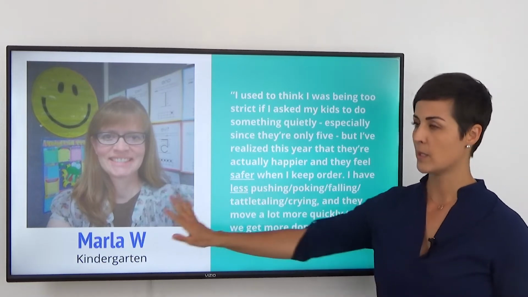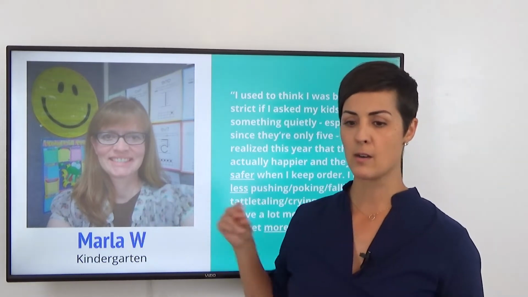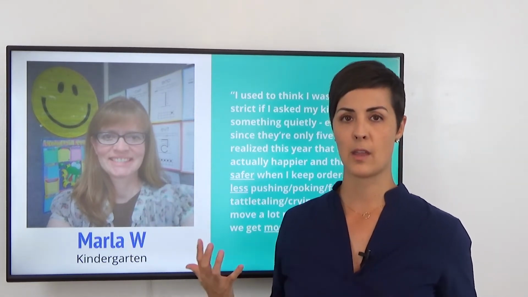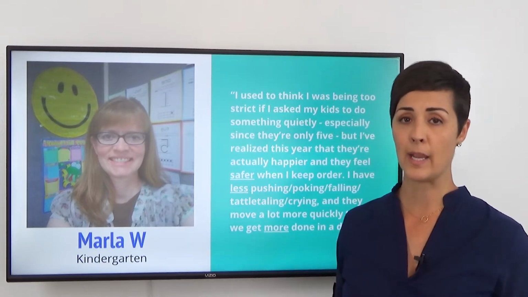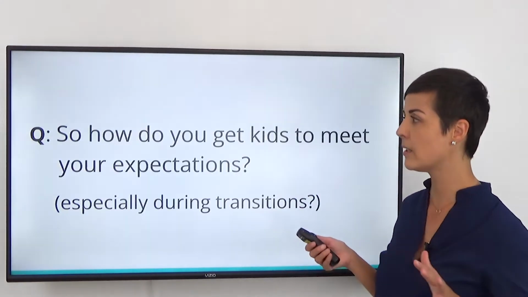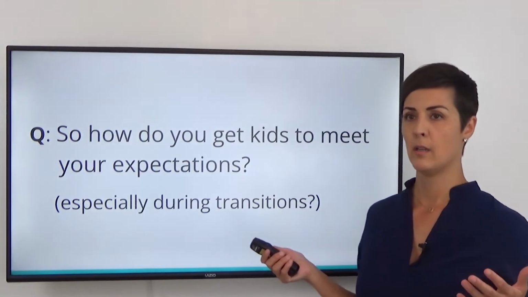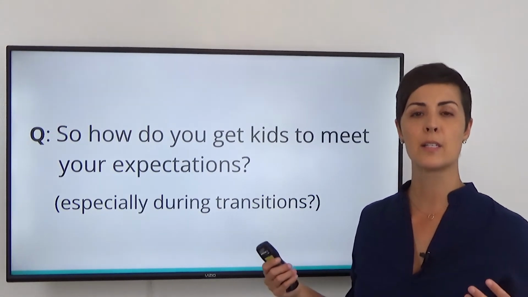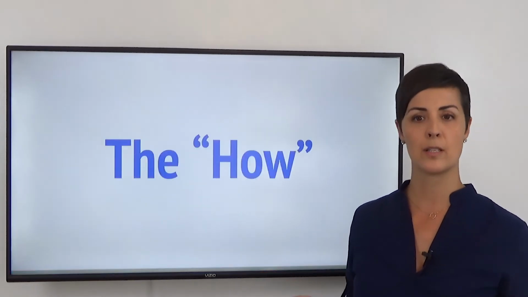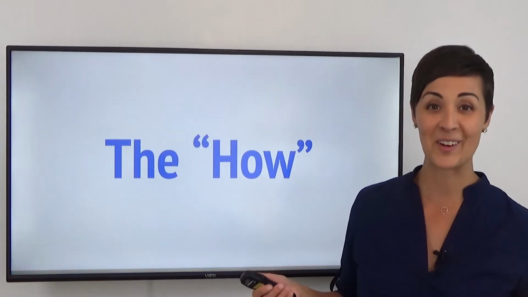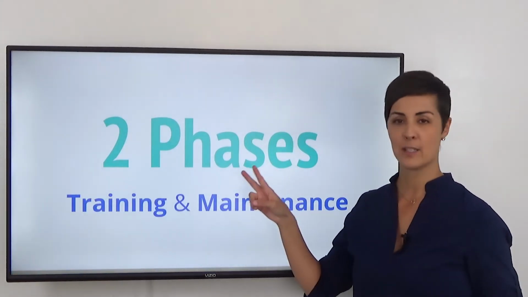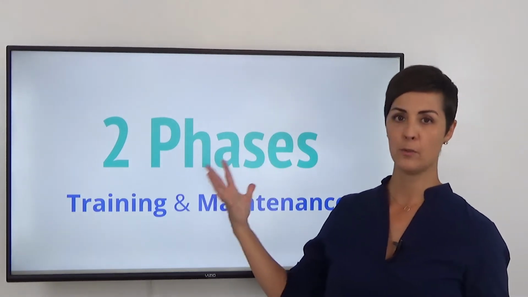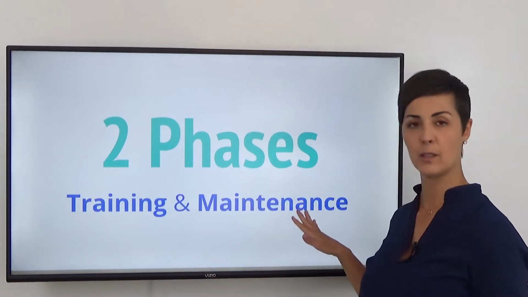So this was a teacher who worked really, really hard on quick and quiet transitions and saw the benefit of it in a really huge way. The question then always becomes, okay, quiet transitions are so important, then how do you achieve that? How do you get kids to meet your expectations during those transitions? Let's talk about it. Let's go to the how. There's 2 phases, just like when we train classroom rules, 2 phases, the training phase and the maintenance phase.